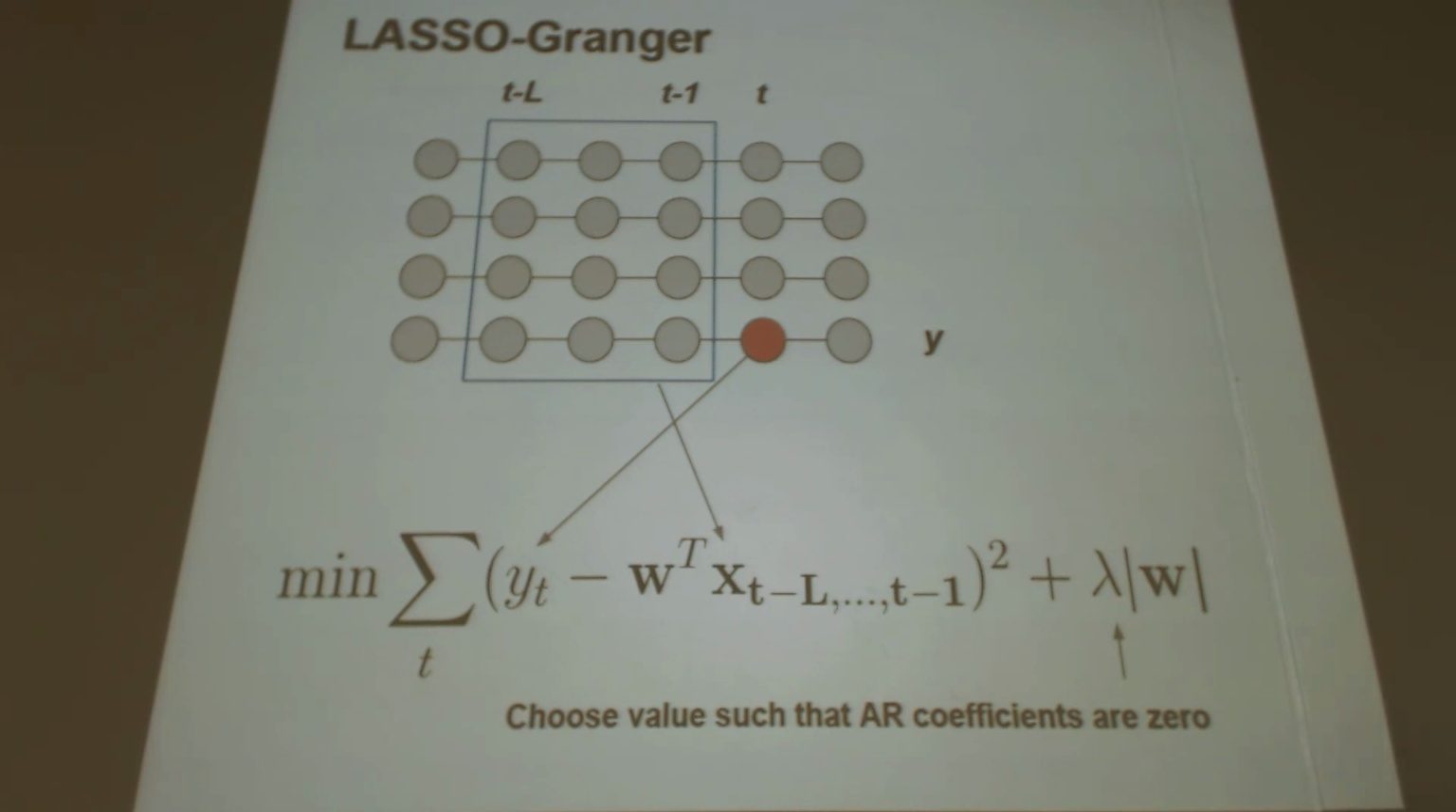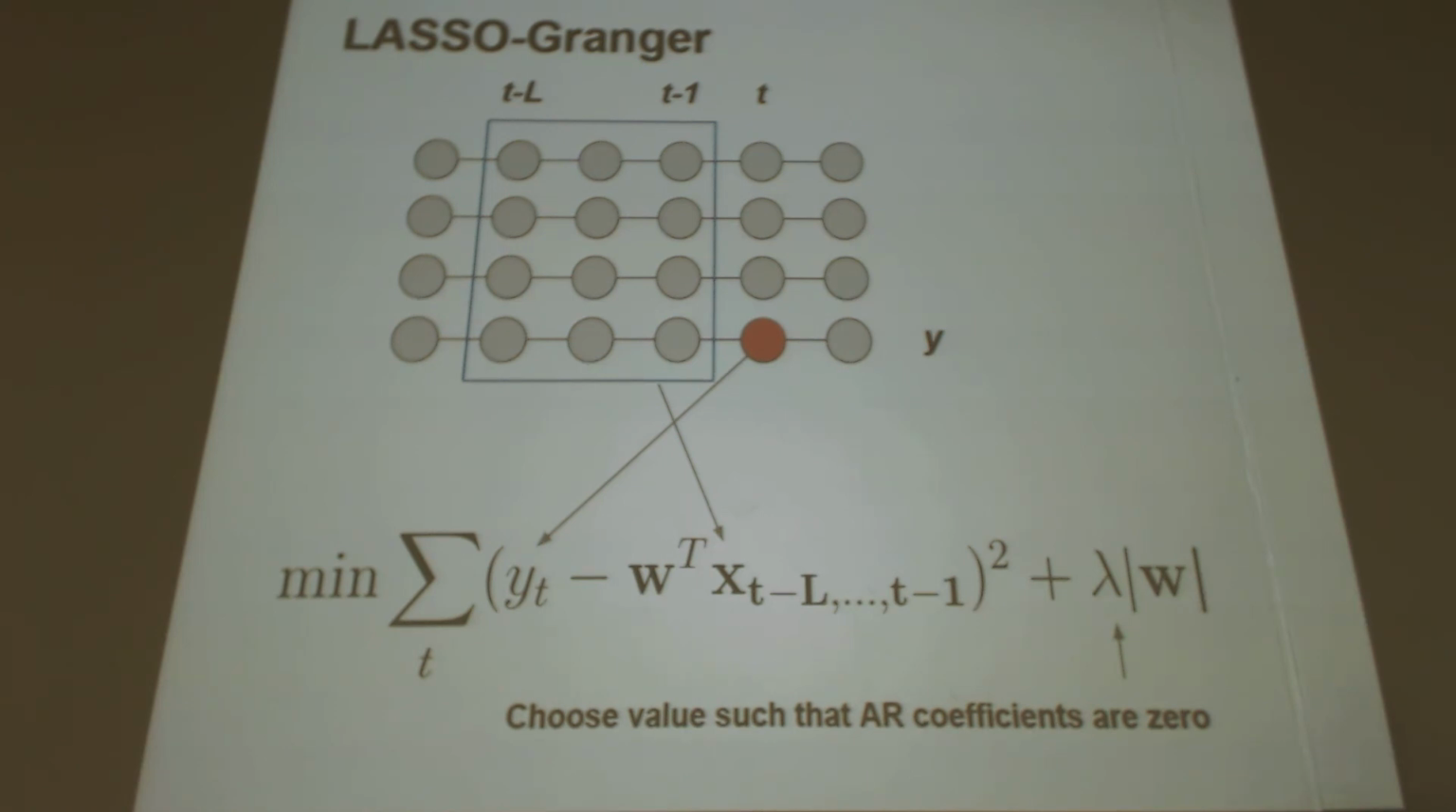Excuse me, what's lasso? Lasso is this. It penalizes the absolute value of the weights, and it has the property that the higher that penalty is, the more weights are going to be exactly zero. They're going to get snapped to be exactly zero.